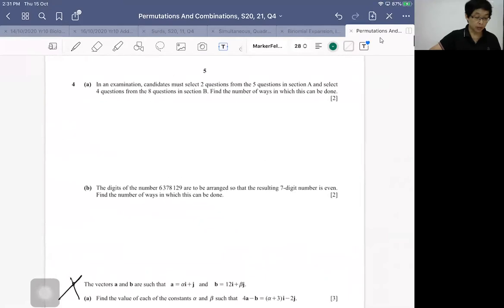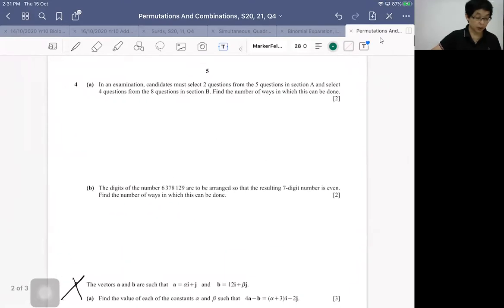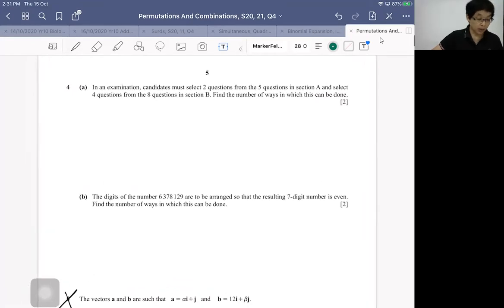It is on page 5, question number 4. Now let us read part A. In an examination, candidates must select 2 questions from 5 questions in section A and select 4 questions from the 8 questions in section B. Find the number of ways in which this can be done.